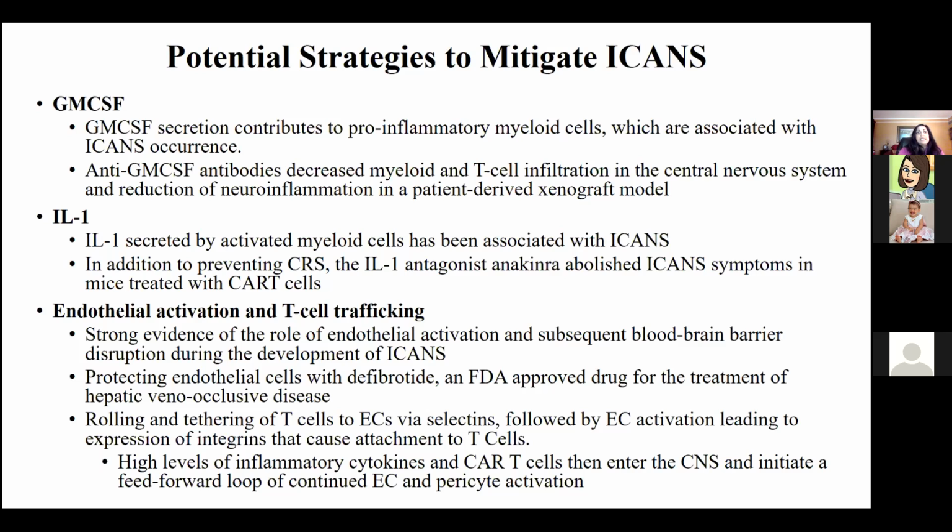Also, T cells basically traffic into the CNS, and this is affected by endothelial cell activation, where the T cells are rolling and tethering in their movement. So this is an important pathway to look at as well. And we're looking at developing a study of, which many of you may be familiar with from the MS world, the drug natalizumab, which is an integrin inhibitor.